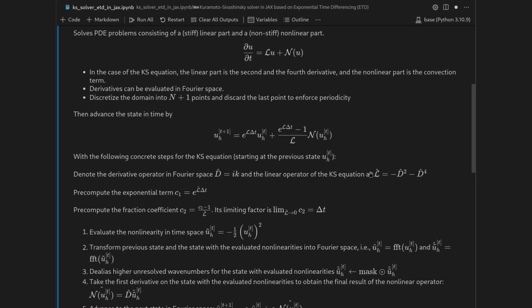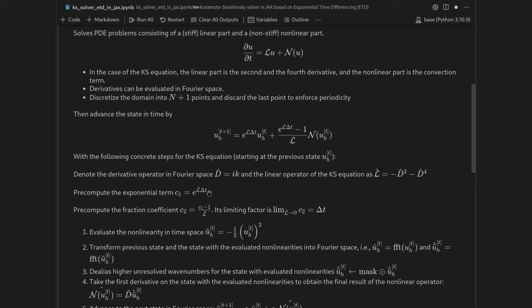So this is something we can easily pre-compute. Then we can also pre-compute a coefficient, let's call it C1, and this one is e to the L hat delta t.